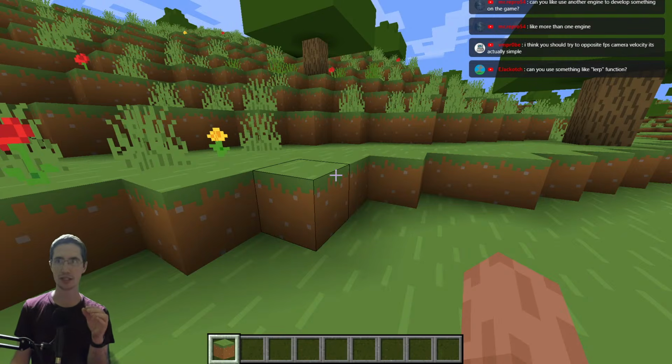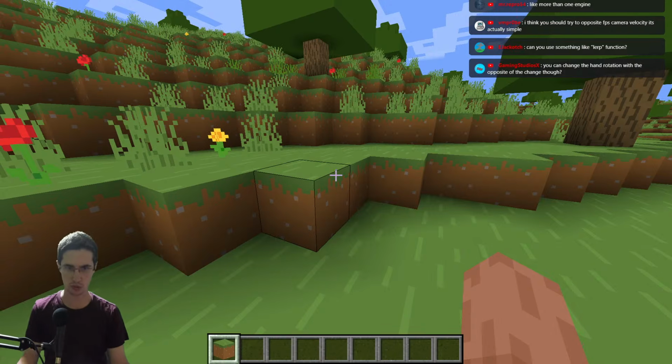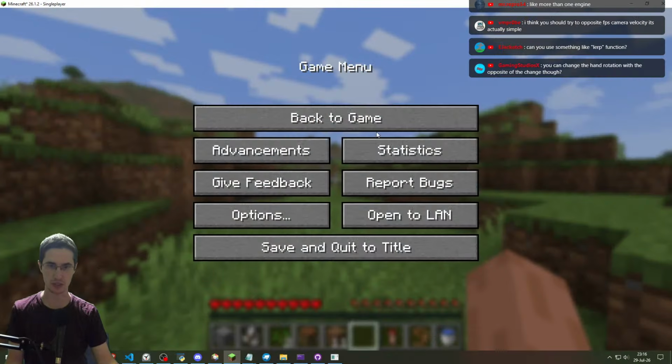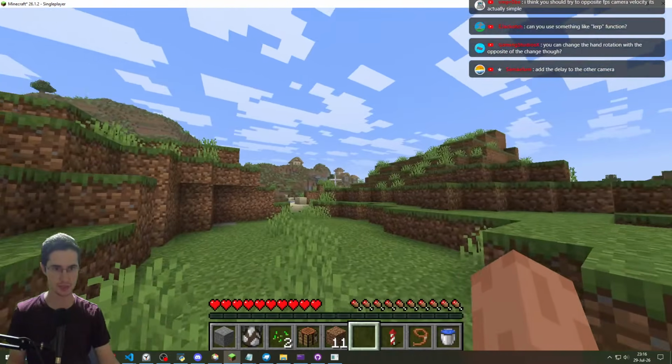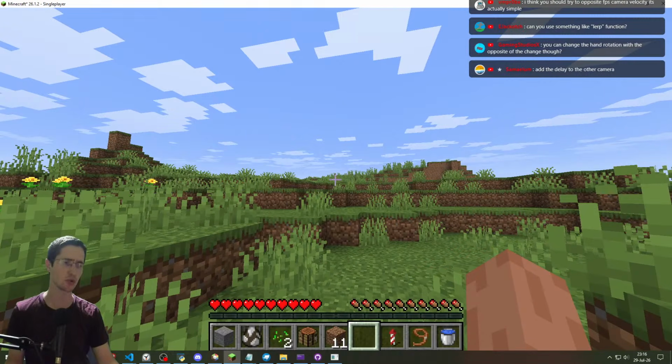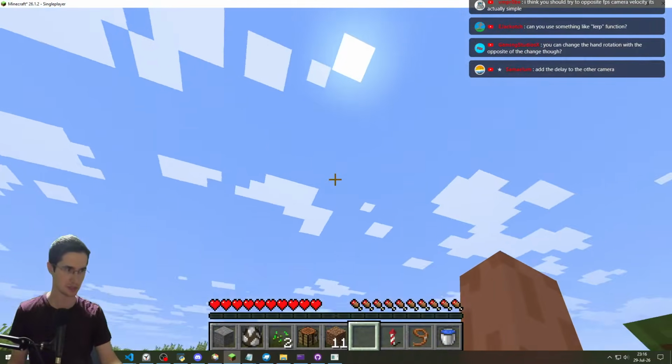We could move the other camera. We could move the second camera. Change the hand rotation with the opposite of the change though. Yeah, but I need the position, not the rotation. Right? We need the position. This is a position, chat. This is the position, I think. No, rotation actually, because we're just rotating. Maybe it's a rotation.